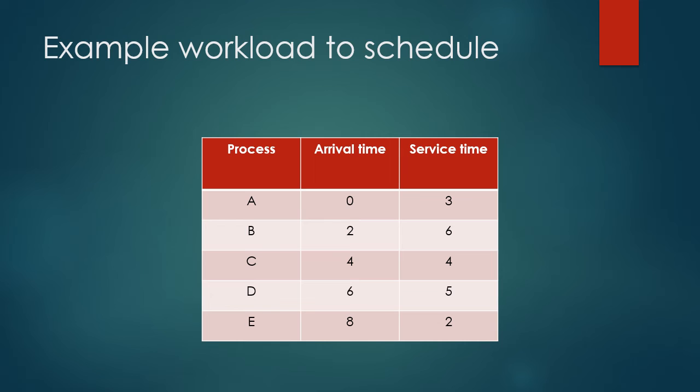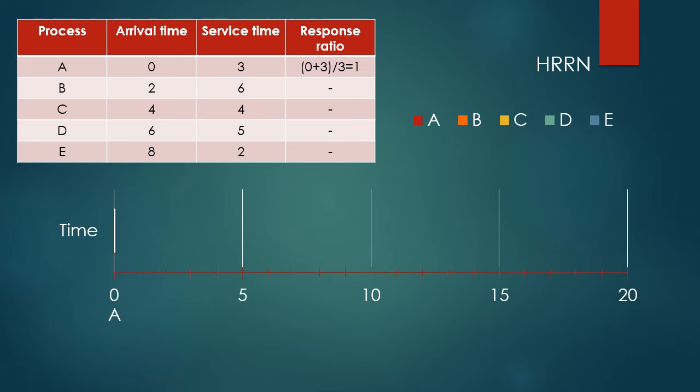Now we are scheduling our example workload using HRRN. When we start at time instant 0, A is the only process in the system. How do you calculate the response ratio of A? The wait of A is 0 and the service time of A is 3. Put the values of W and S in the formula of response ratio and the response ratio of A comes out to be 1. Since A was the only process in the system, the dispatcher gave the processor to A.